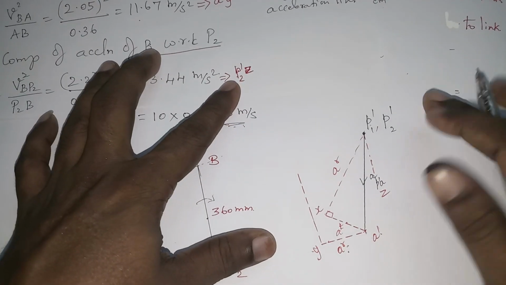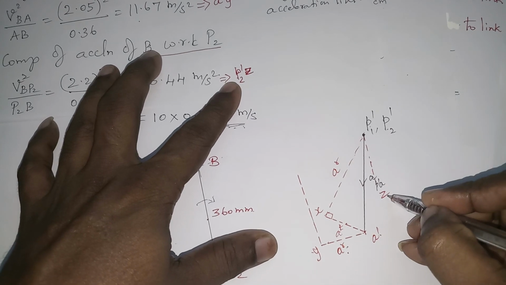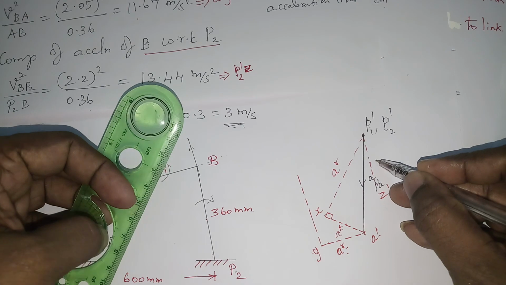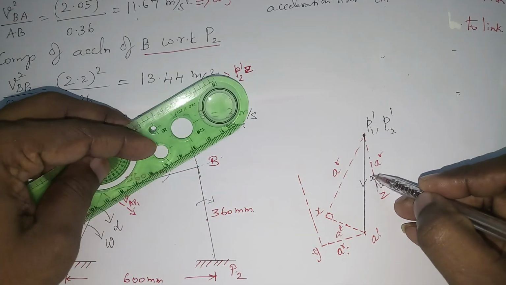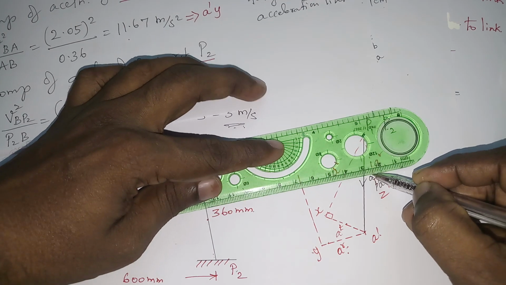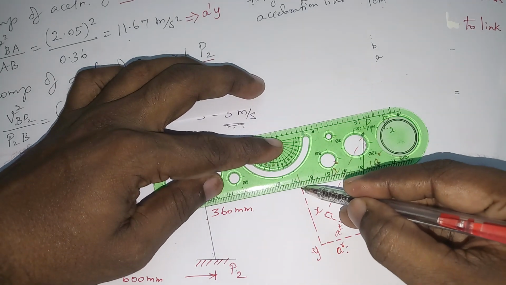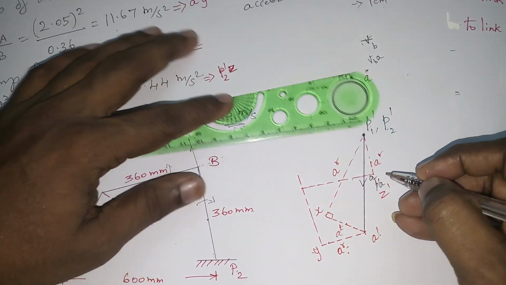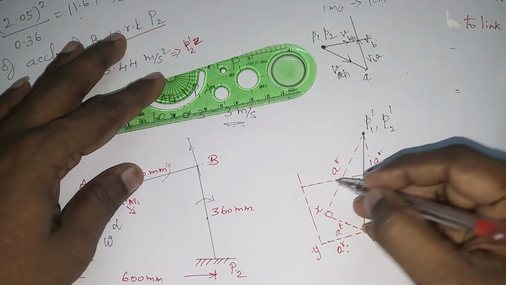You know the position here. This is P2 dash and this is Z dash. This is the radial component, and tangential will be perpendicular. So from here you have to draw a perpendicular component like this. So this is the perpendicular component.